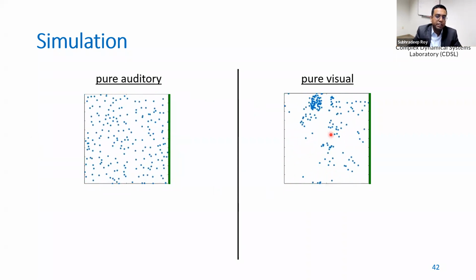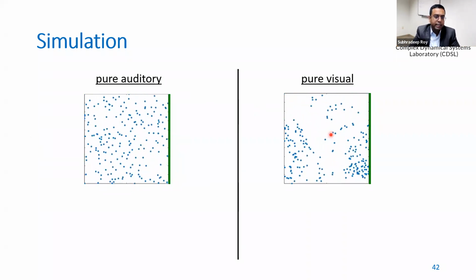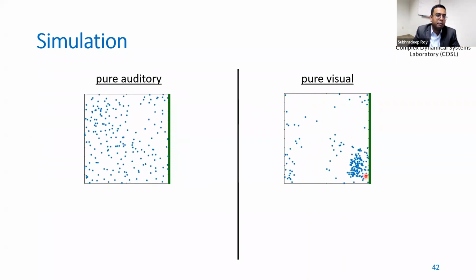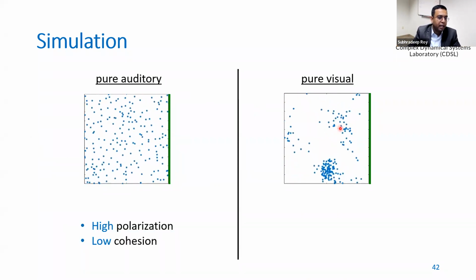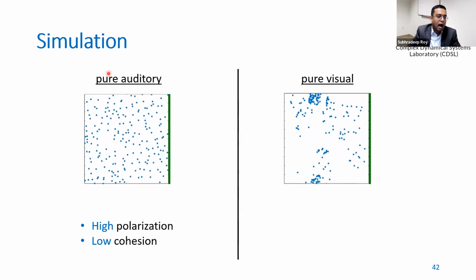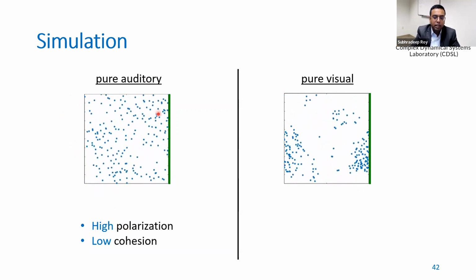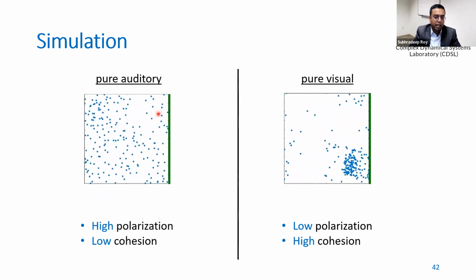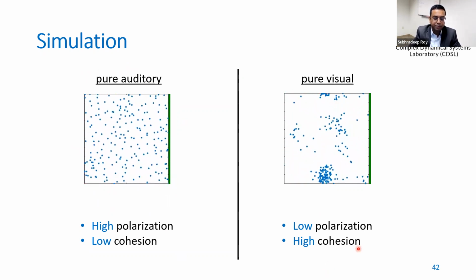Whereas in the visual mode, we see they form closely packed clusters. The individuals within the clusters have common heading directions, but the individual clusters may go in different directions. Thus, we should expect low polarization. So in the pure audition, we have high polarization because of the high common group alignment, but low cohesion because they're more spread out. In the visual mode, we see low polarization because of this formation of clusters, which increases cohesion, but these clusters are moving in random directions.